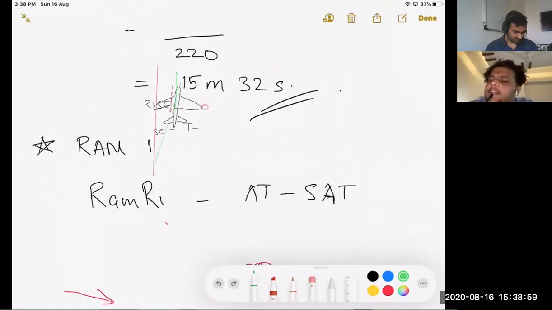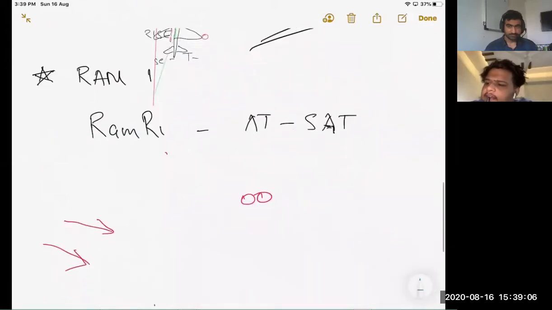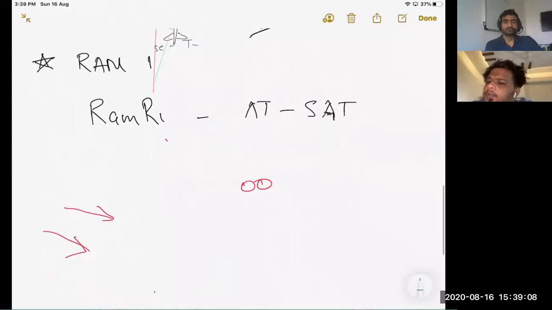Ram rise is basically total air temperature minus static air temperature. It is the increase in the static air temperature due to the flow of air when the aircraft is moving, due to the dynamic pressure. When there is no flow, there will be no ram rise.